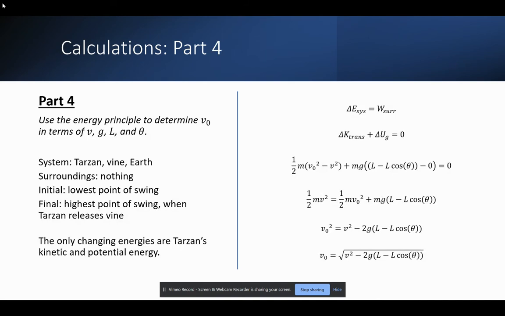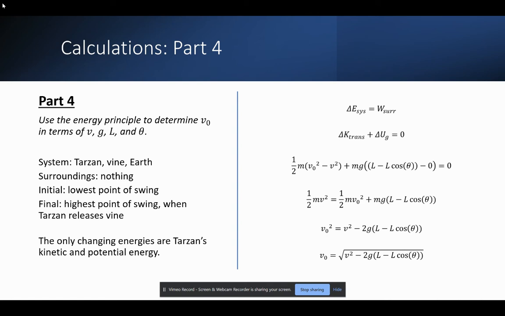For part 4, the task was to use the energy principle to determine V naught in terms of V, G, L, and theta. The system here is now redefined to be Tarzan, vine, and earth, and the surroundings are nothing. This is done to make the work done by the surroundings equal to 0. The initial condition is the lowest point of the swing, and the final condition is the highest point of the swing, right when Tarzan releases the vine.